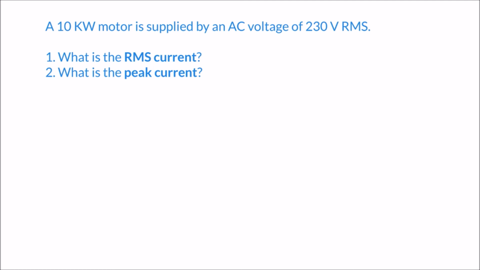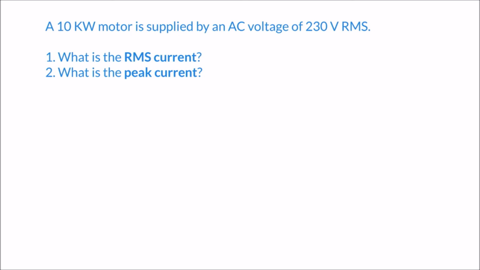Let's have a go at one more question, because the relationships between average voltage, RMS voltage, and peak voltage are the same relationships between average, RMS, and peak current. So here's a question that says that a 10 kilowatt motor is supplied by an AC voltage of 230 volts RMS. And we have two questions here. First of all, what is the RMS current? And second of all, what is the peak current?